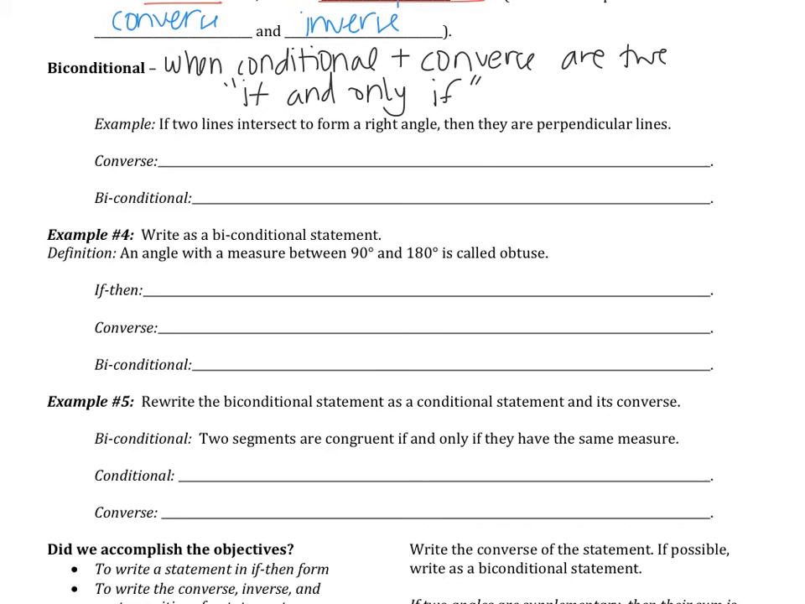So looking at the example, it says, if two lines intersect to form a right angle, then they are perpendicular lines. Okay, so converse, remember, means to flip. So this is my P to Q statement. My converse is going to be Q to P. So my converse would be if two lines are perpendicular, then they form a right angle.